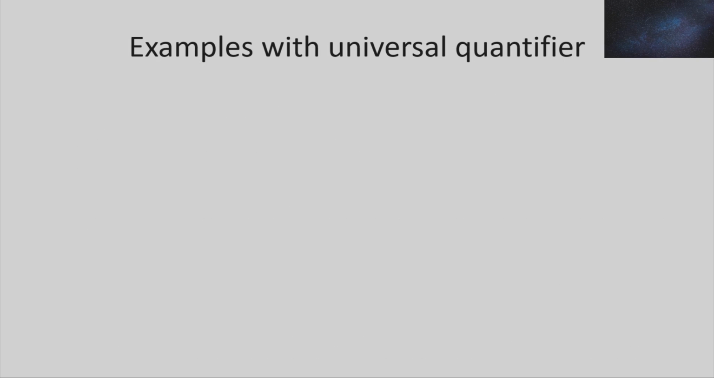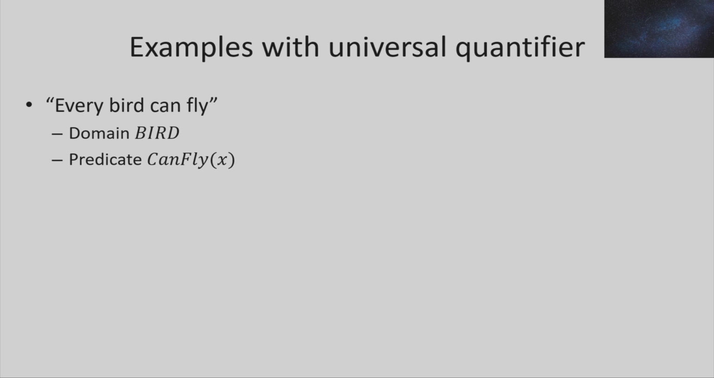So let's look at some examples. Suppose we have a sentence, every bird can fly. So now we are talking about birds. So our domain could be birds, and we could have a predicate can fly. So our formula says for every x in the domain of birds, it's true that x can fly. Okay. So one thing about propositional and predicate logic.